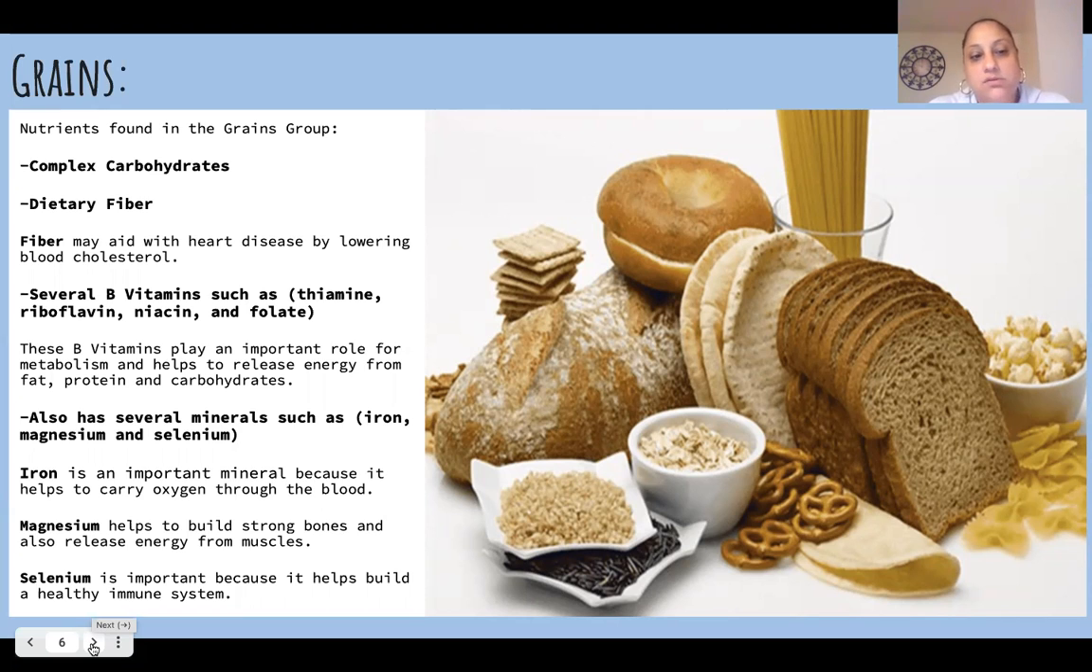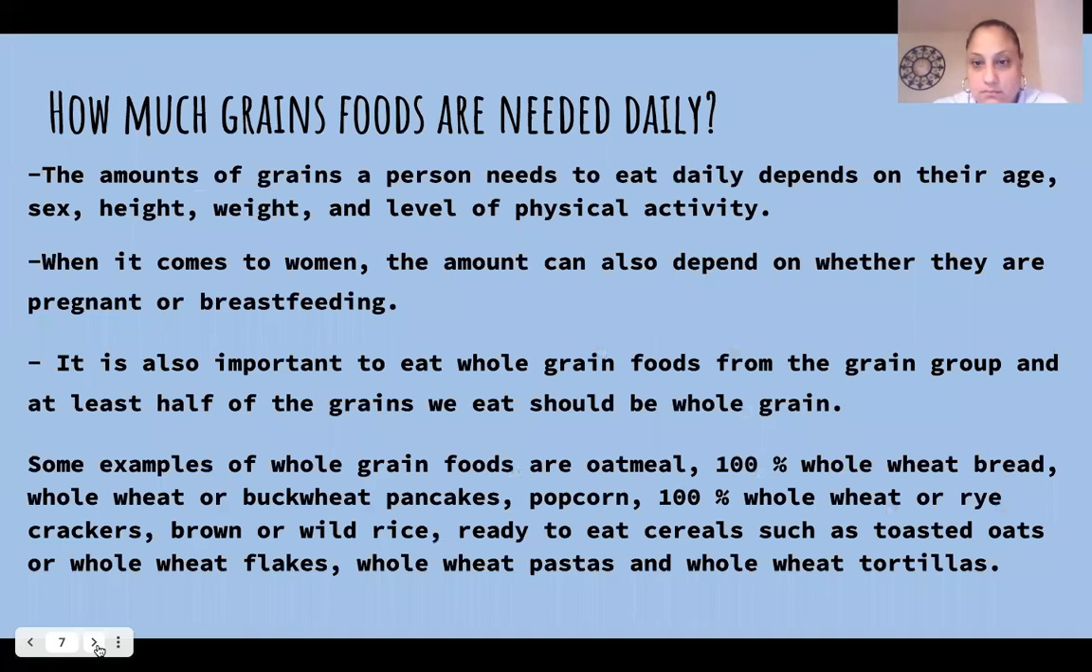When it comes to iron, iron is an important mineral because it helps to carry oxygen through the blood. Magnesium helps to build strong bones and also releases energy from muscle. And selenium is important because it helps to build a healthy immune system. How much grain foods are needed daily?